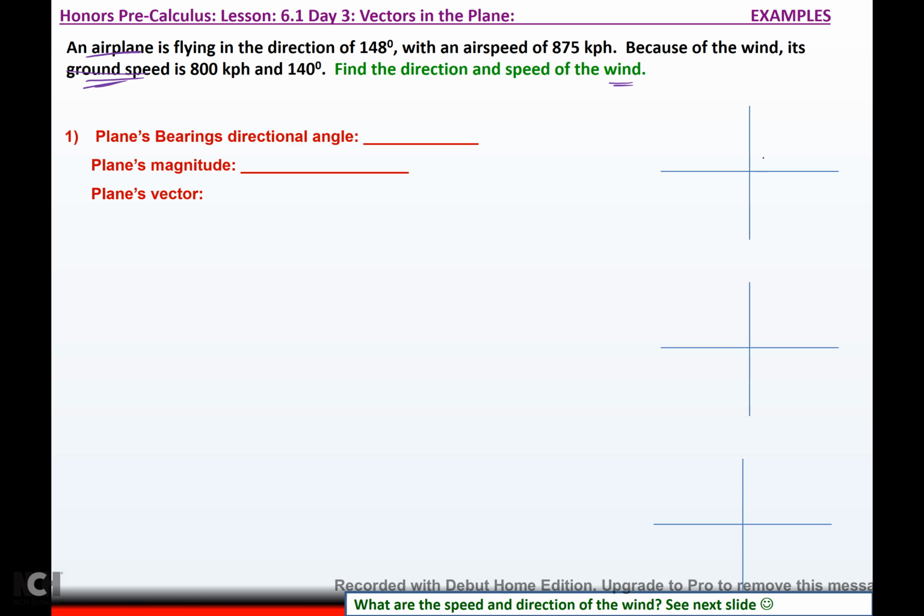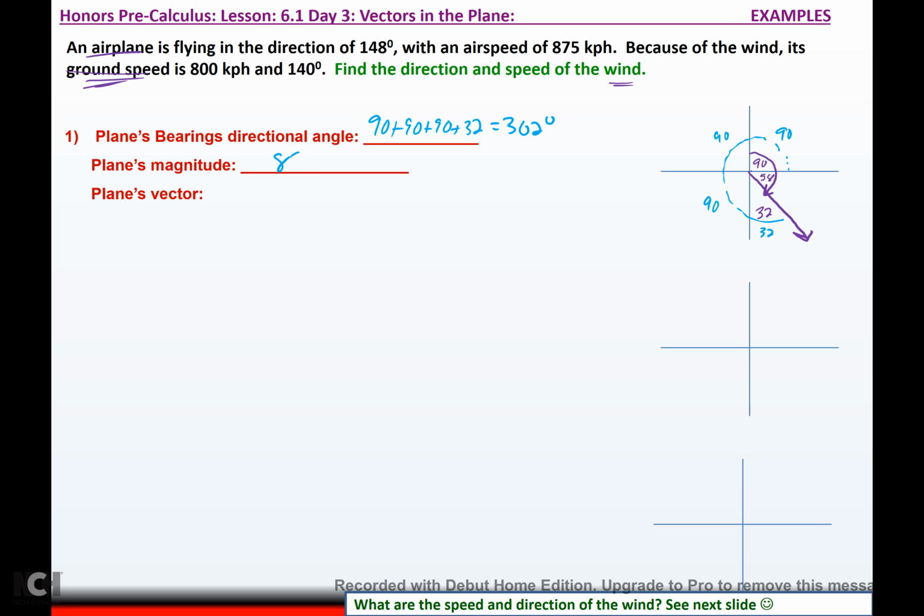148 degrees would be about right here. If you break that up, this much would be 90, which means this much would be 58, which means this much would be 32, right? So to get my angle from 0, I would come all the way around to here, which would be 90 plus 90 plus 90 plus 32. So my directional angle is 302 degrees.